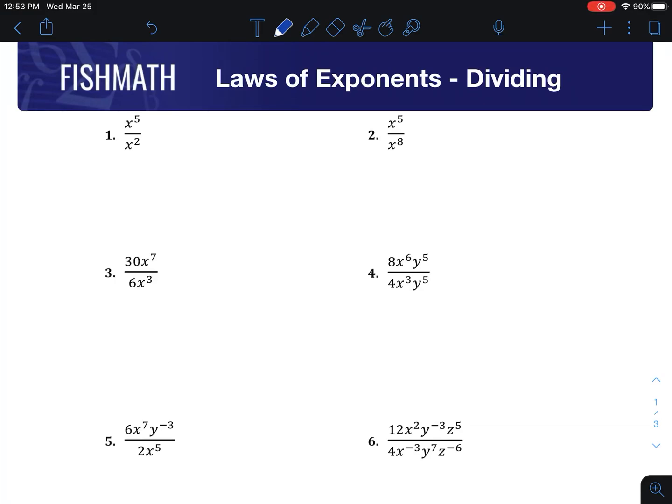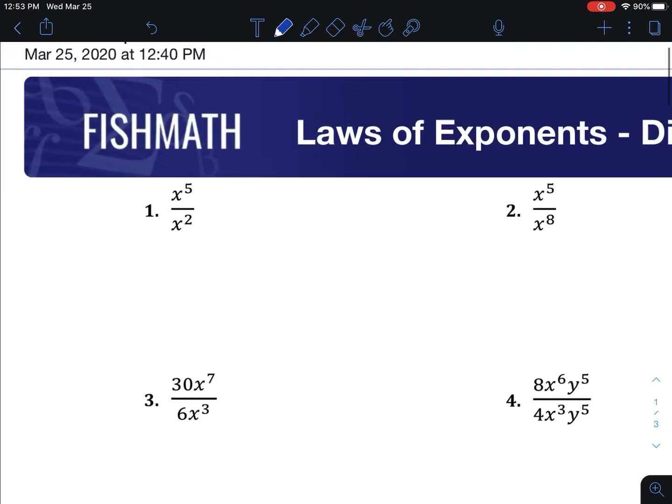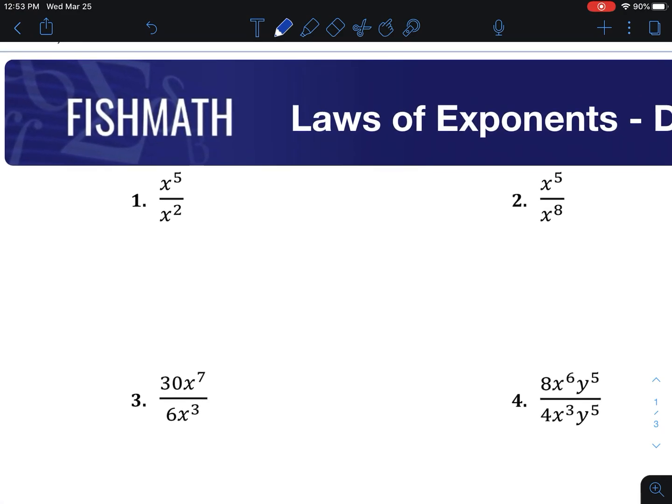Hi everyone, we're going to look at how to do dividing with exponents here. So what we're going to do is first figure out the rule by writing these out. The first one is x to the fifth divided by x squared. So what does that mean? Well, that means x times itself 5 times divided by x times itself twice.